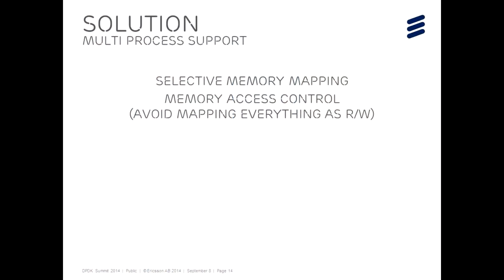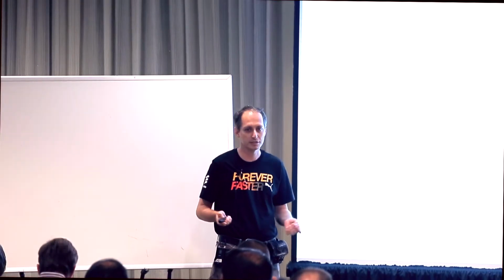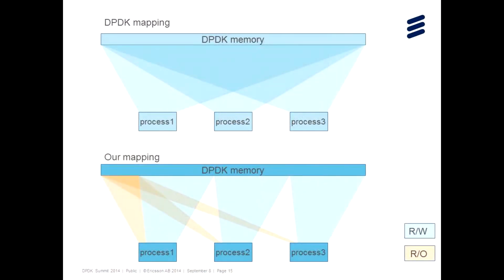So, memory access control. It's also important not to map everything as read-write. We want to map certain areas just as read-only. Okay, so this is how it looks. At the moment, the current DPDK maps everything in a multiprocess address space, so everything is read-write. And then what we did is that we can selectively map certain areas.